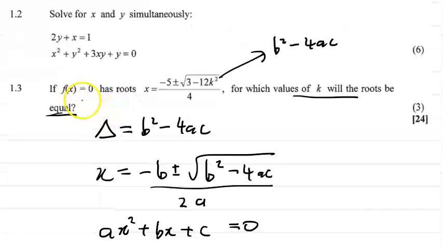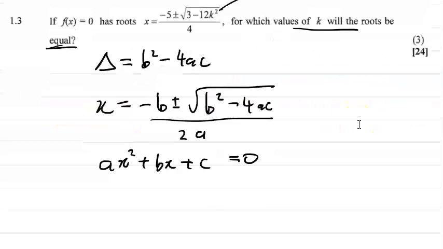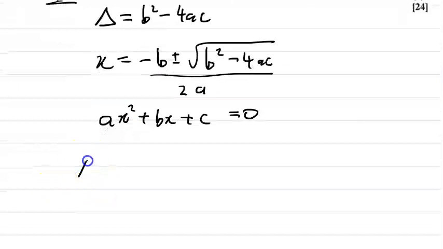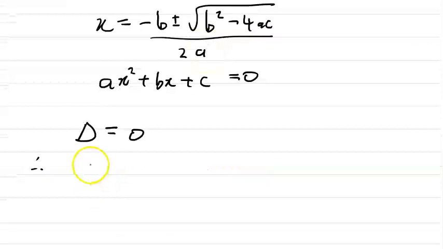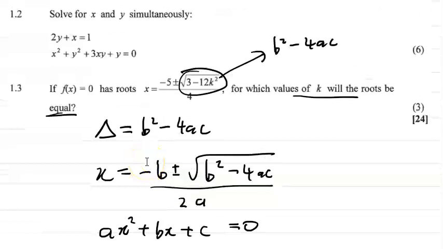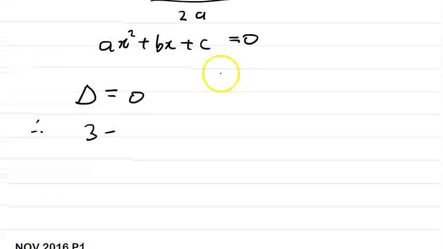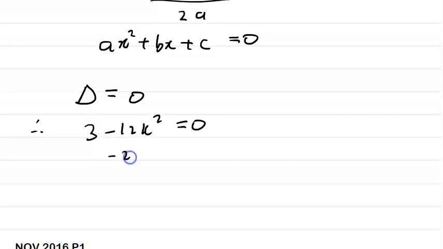Now, let's get back to the question. It says that if f of x equals 0 has roots x equals minus 5 plus minus the square root of 3 minus 12k squared all over 4, for which values of k will the roots be equal? So for equal roots, delta must equal 0. Therefore, take what's underneath the square root sign, which is 3 minus 12k squared, equate it to 0 and solve for k. So 3 minus 12k squared equals 0, minus 12k squared equals minus 3.